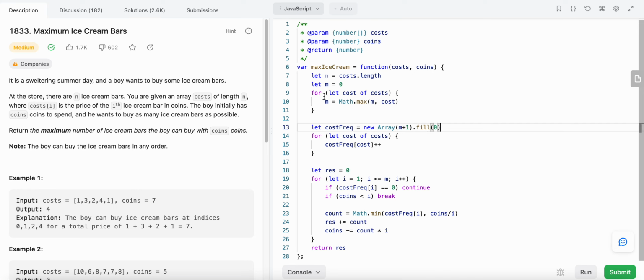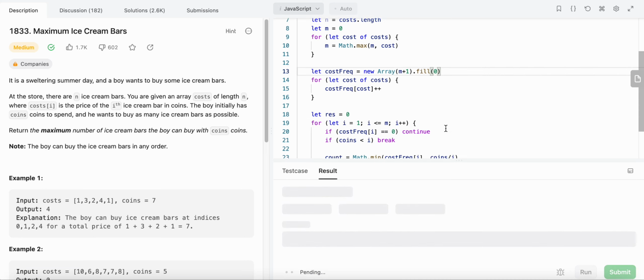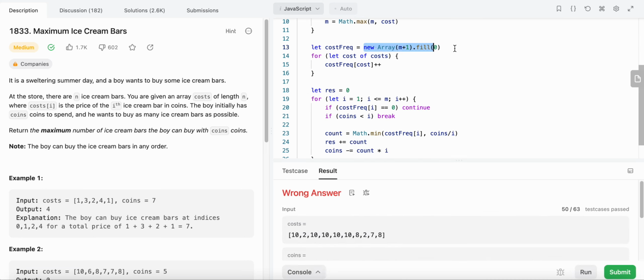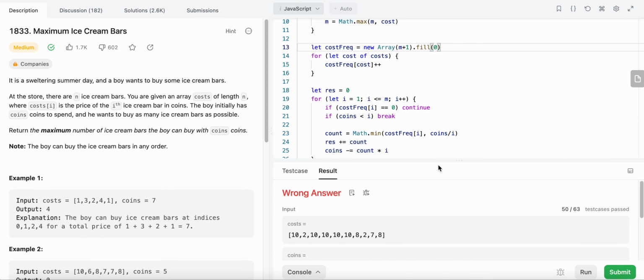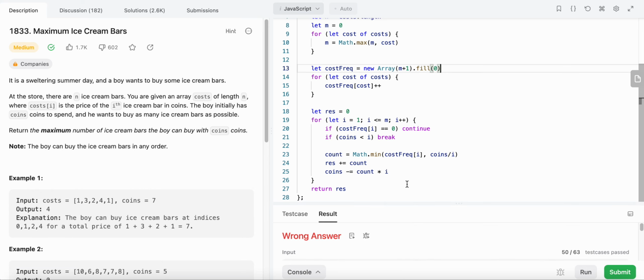and the time complexity would be, this here is O of n time complexity, and this here is O of m time complexity. So the total would be O of m plus n time complexity, and the space complexity would be O of n. Okay, we got the wrong answer here. And why is that?